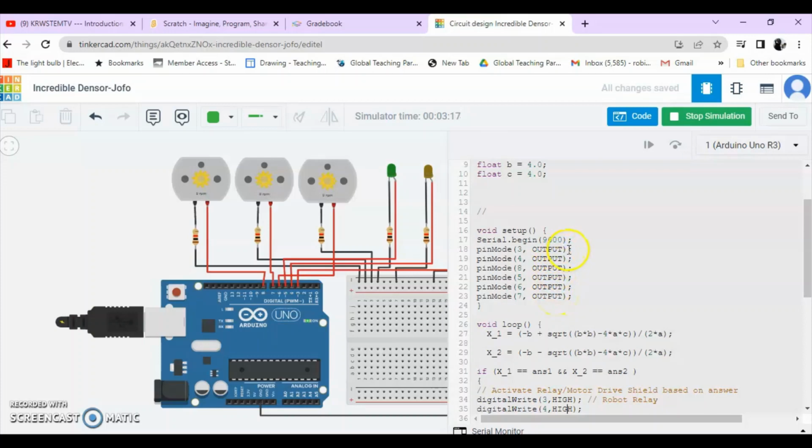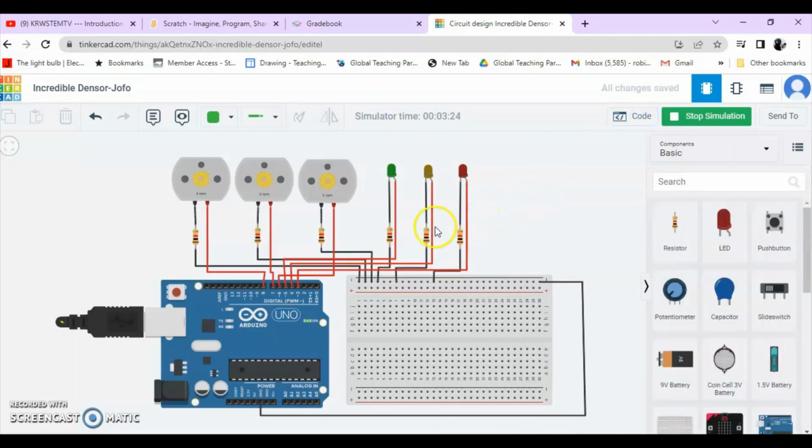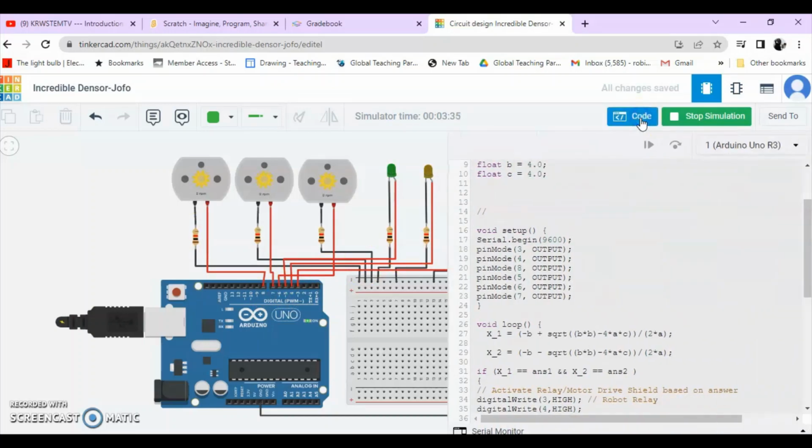And so I have 1, 2, 3, 4, 5, 6. And I have 6 devices. Alright, so if I click on code here, I have 6 devices that are connected on my pins, from pin 3 all the way up to pin 8. Alright, so that's the first thing. First, and we go back to the code. So that is the void setup.